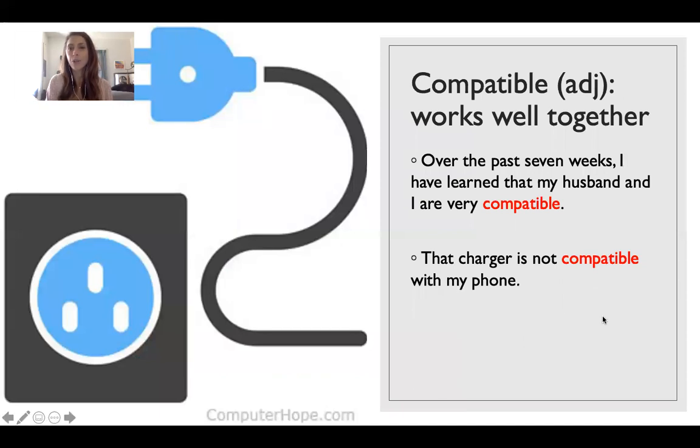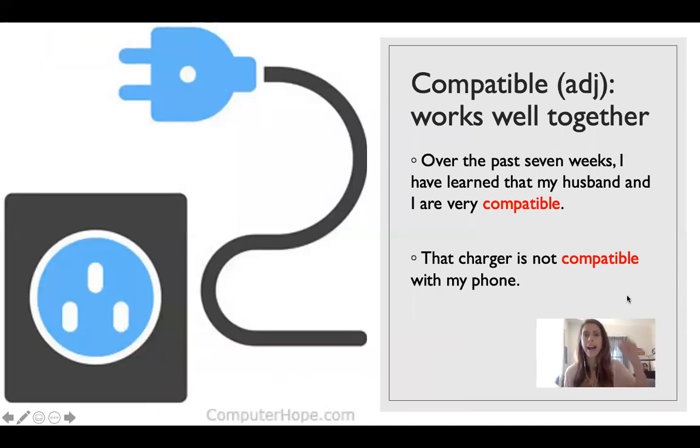Okay, so this next word is compatible. It is an adjective and it means works well together. So over the last 7 weeks, I've learned that my husband and I are very compatible. I knew this beforehand, but we've never just spent 7 weeks at home together 24/7. So how about you guys?